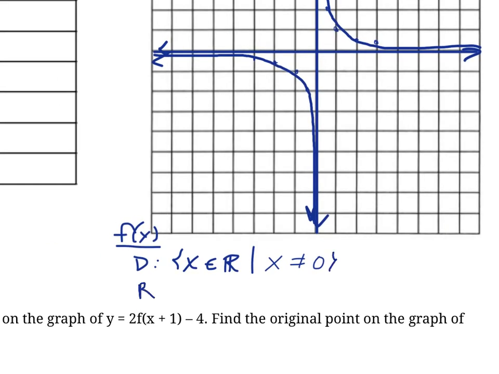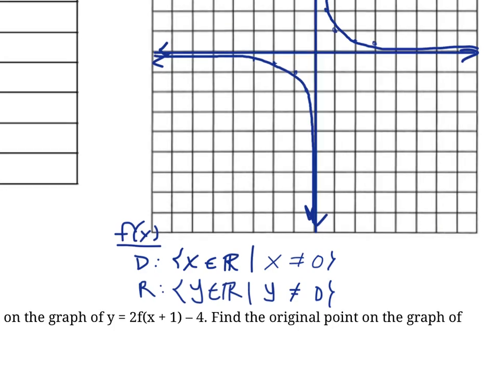And for the range, very similar. Y is an element of real numbers, but we know we have this horizontal asymptote here, so y is basically every value except for 0, right? So such that y cannot equal 0. Okay, so that's our domain and range for our parent function.